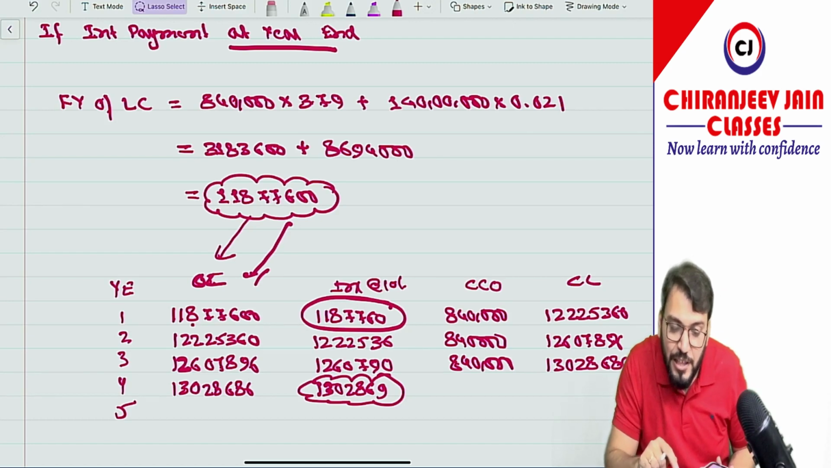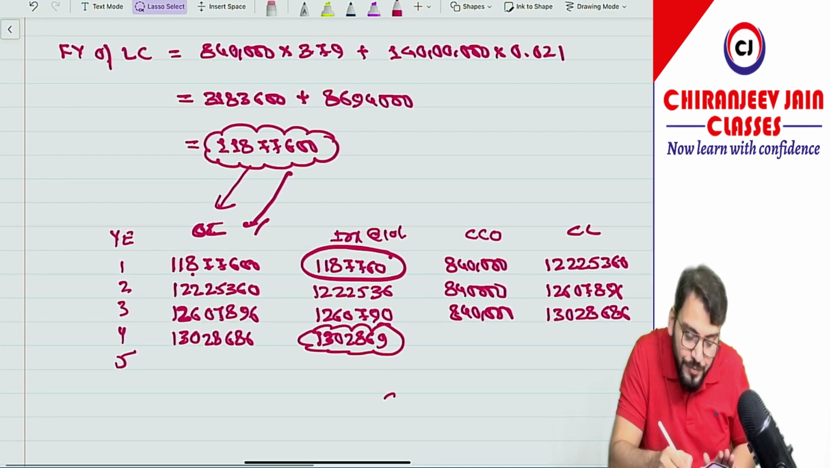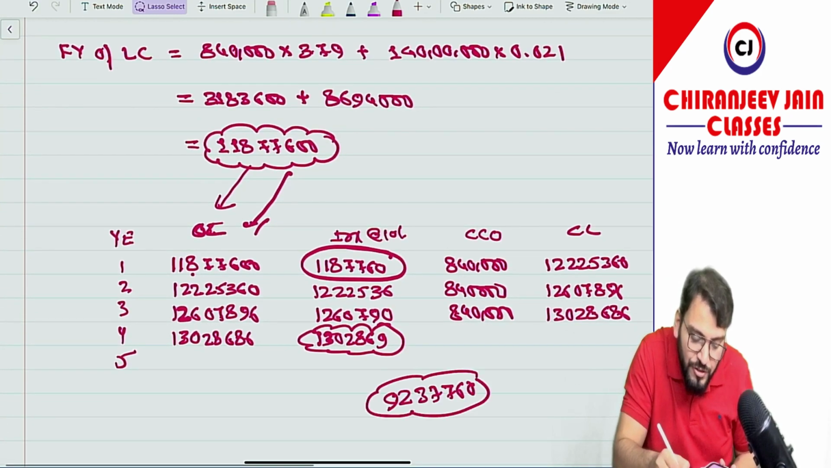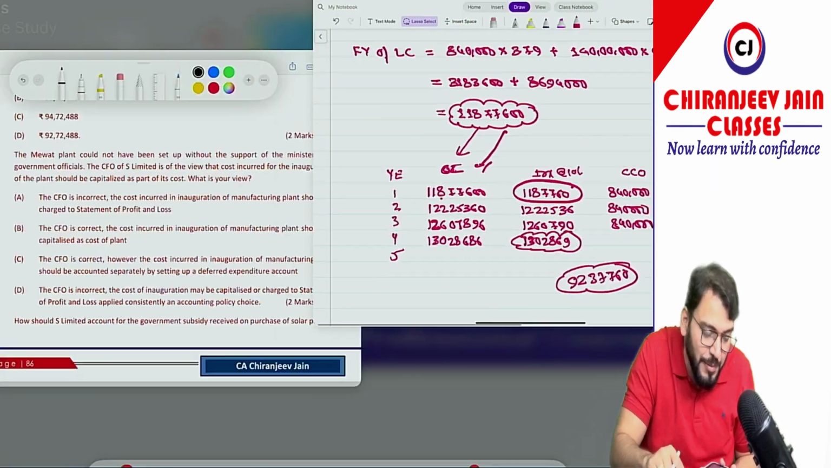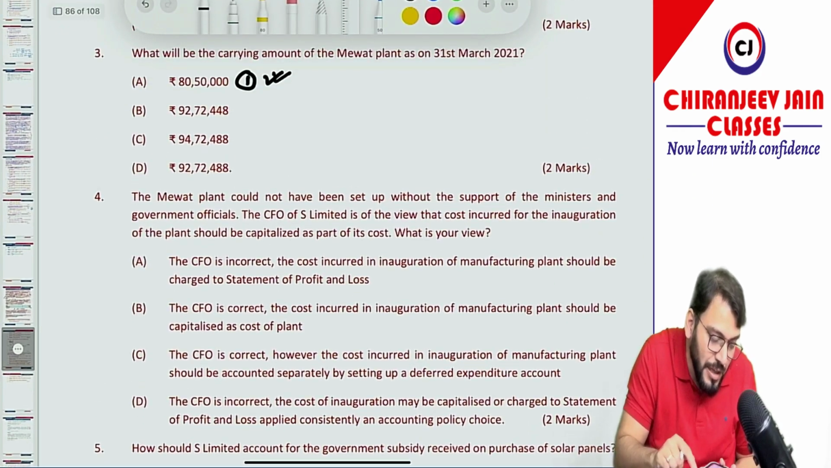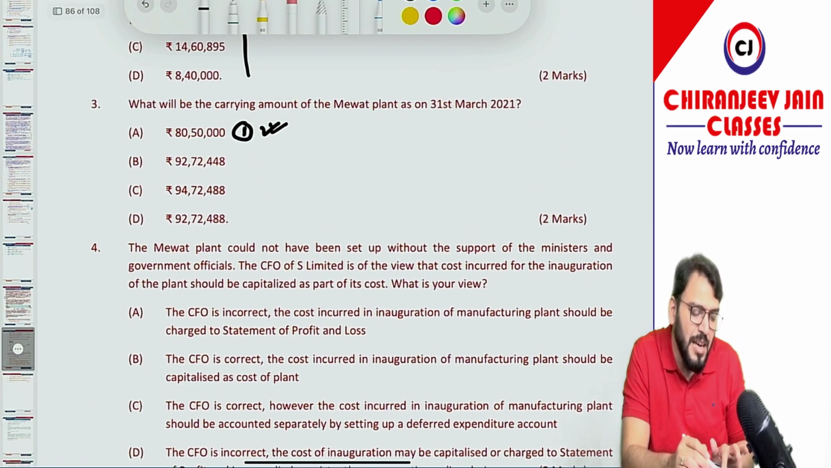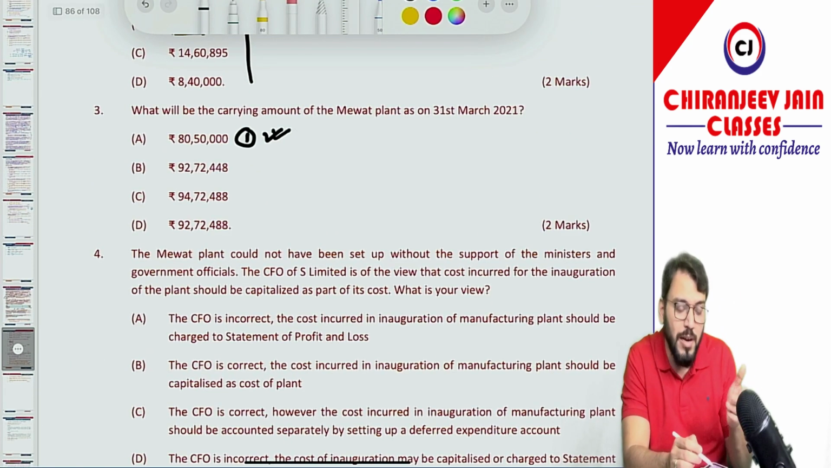So how much is coming? 92 lakh 37,760. Check whether this option has been given. 92 lakh 37,760, 92 lakh 37,000 is not given, which means they have not given that option also. Understood what I am saying?